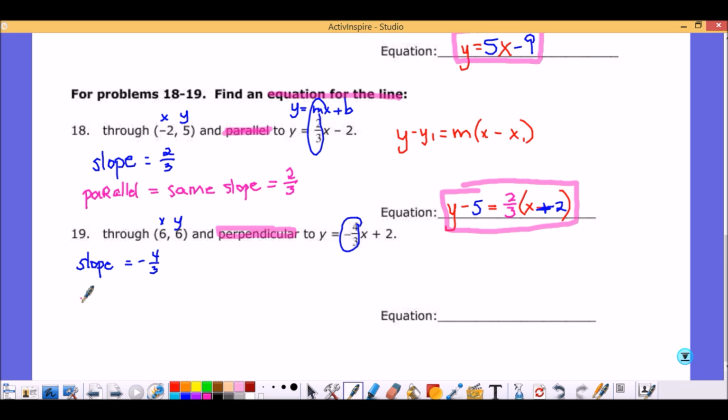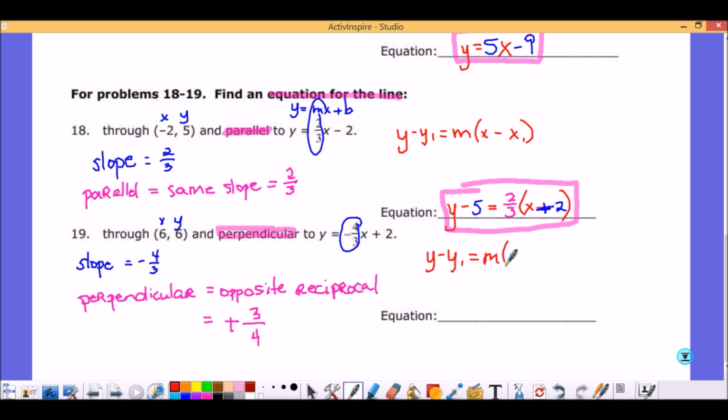Now this time in this equation, I need the key word perpendicular. Do you remember what we do if it's going to be perpendicular? That's right, it's going to be the opposite reciprocal. So that means I want the opposite sign and I want to flip the fraction. So it's going to be now a positive, and I'm going to flip the fraction, so it's 3 over 4.